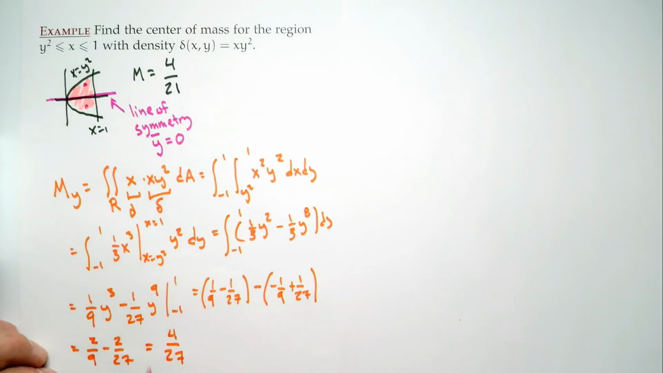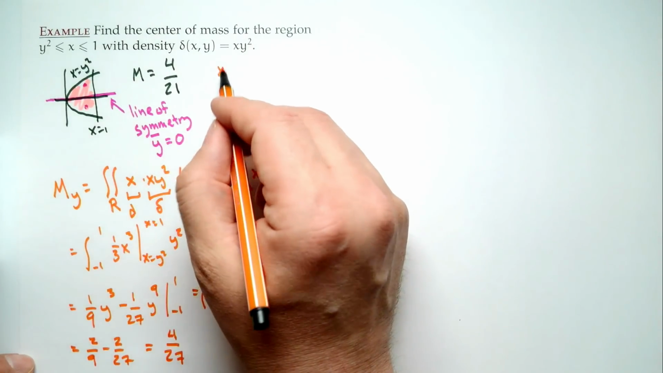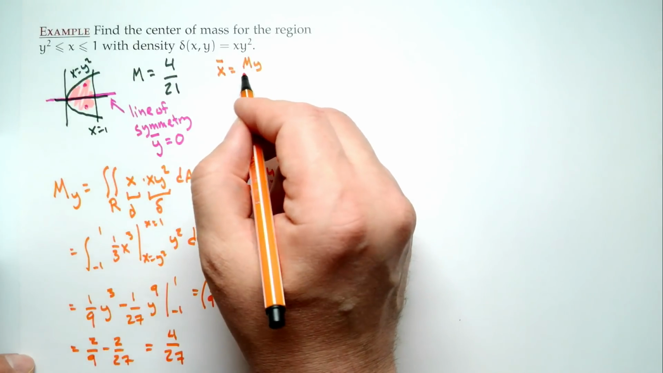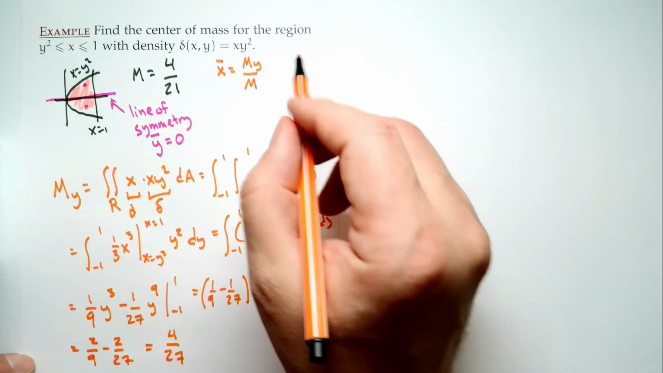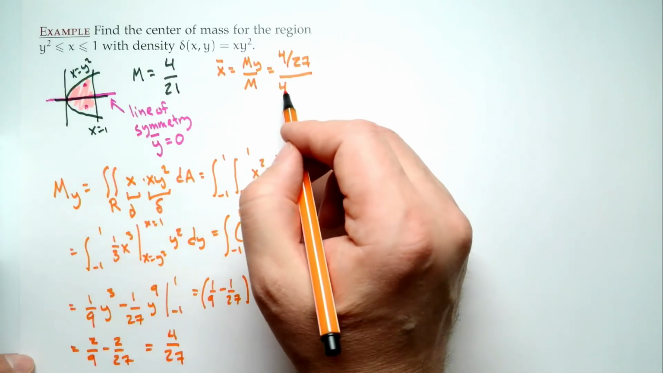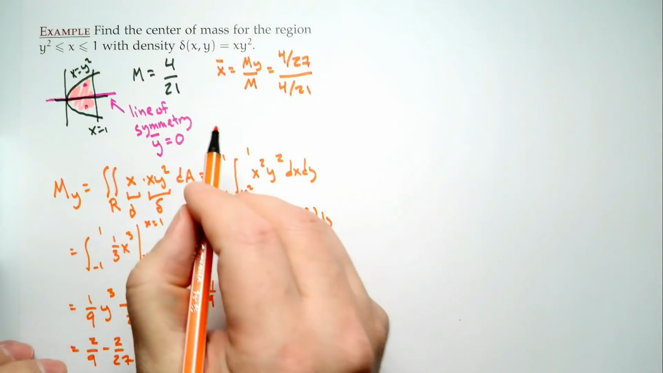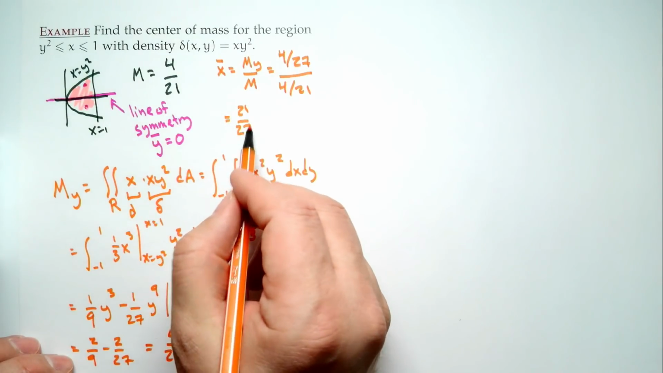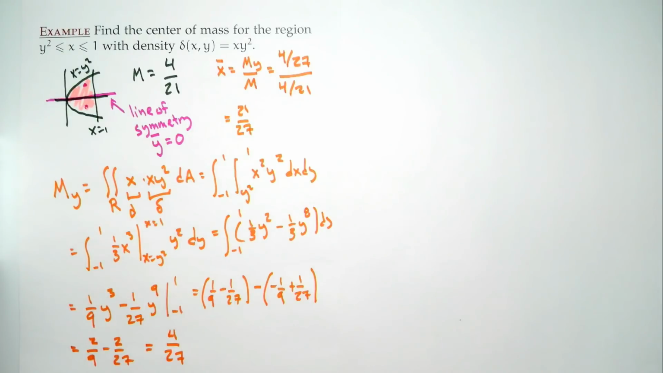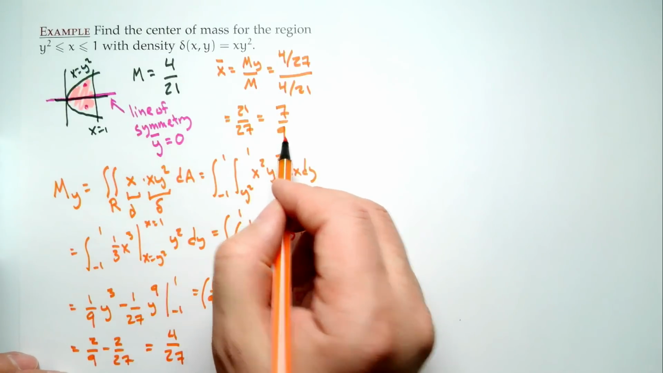Now, is this the right x-coordinate? No, it's not. That's the right moment. To get the right x-coordinate, what do we do? Well, x bar is the moment with respect to y over the mass. So that becomes 4/27, which is the moment, divided by 4/21. Well, the 4's cancel. This becomes 21/27. And now, what happens? They're both multiples of 3. And so this becomes 7/9.